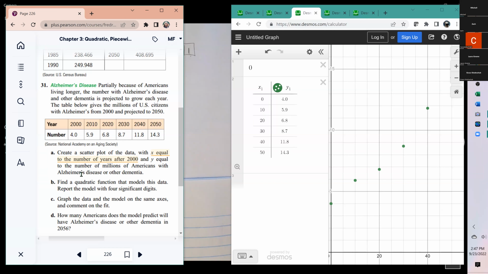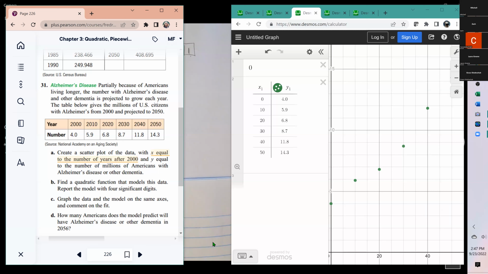And then Y equals the number of millions of Americans. So this is in millions. Any questions on that part?